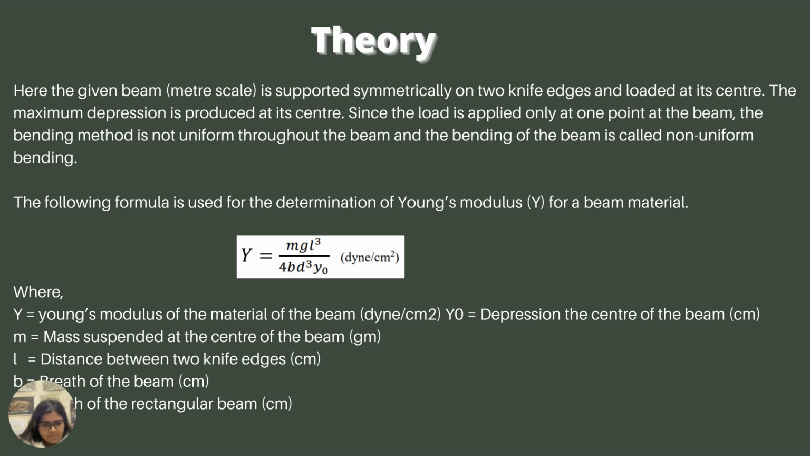Here the Young's modulus is Y = mgl³ / (4bd³y₀). Here Y is the Young's modulus of the material, m is the mass suspended at the center of the beam, l is the distance between the two knife edges, and the other terms.